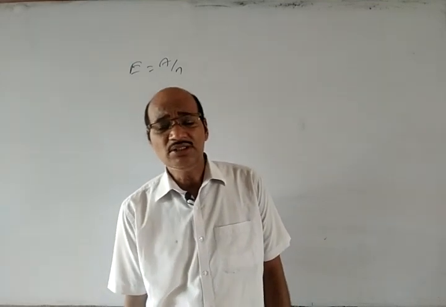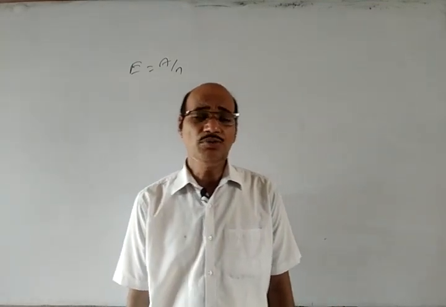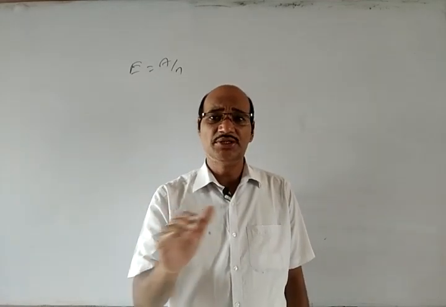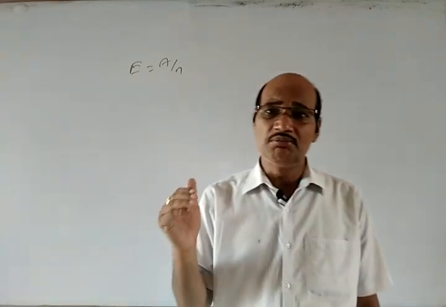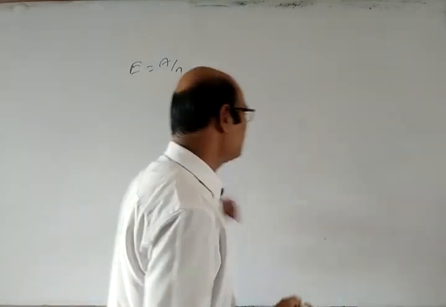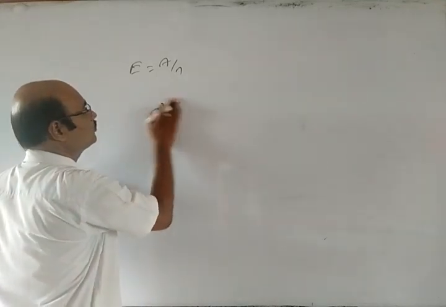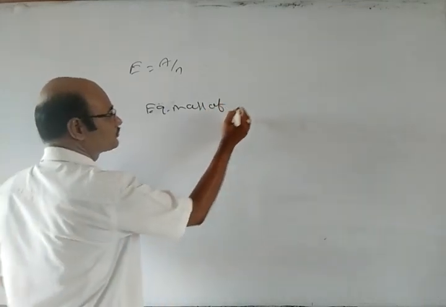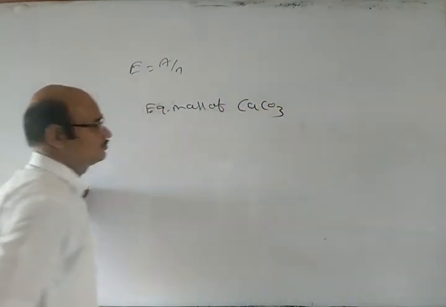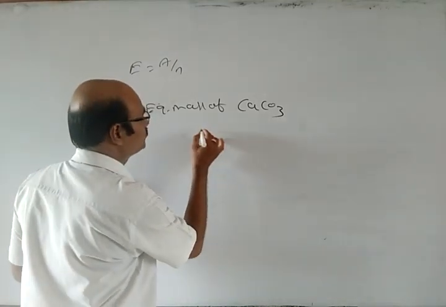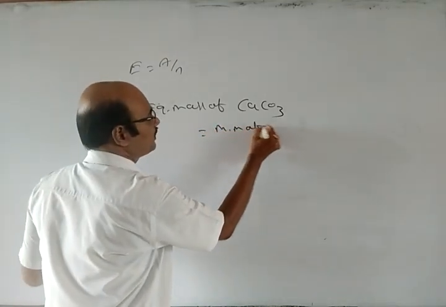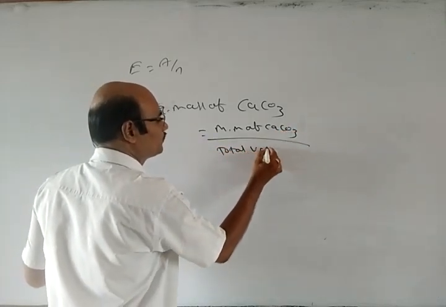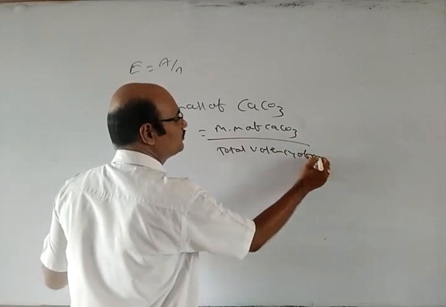Also, we calculated the equivalent mass of a salt. How did we calculate it? Simply the molecular mass of the salt divided by the total valency of the metal present there. For example, suppose we calculate the equivalent mass of calcium carbonate. It is equal to the molecular mass of calcium carbonate divided by the total valency of the metal.